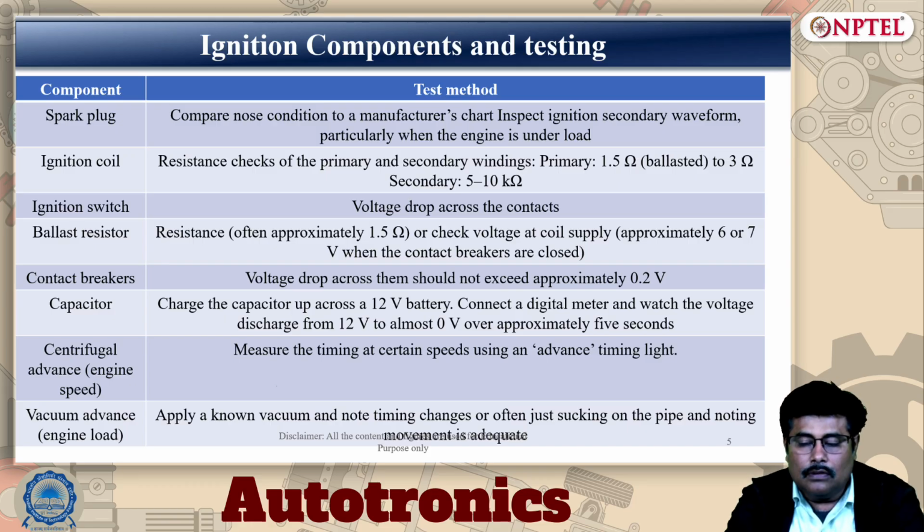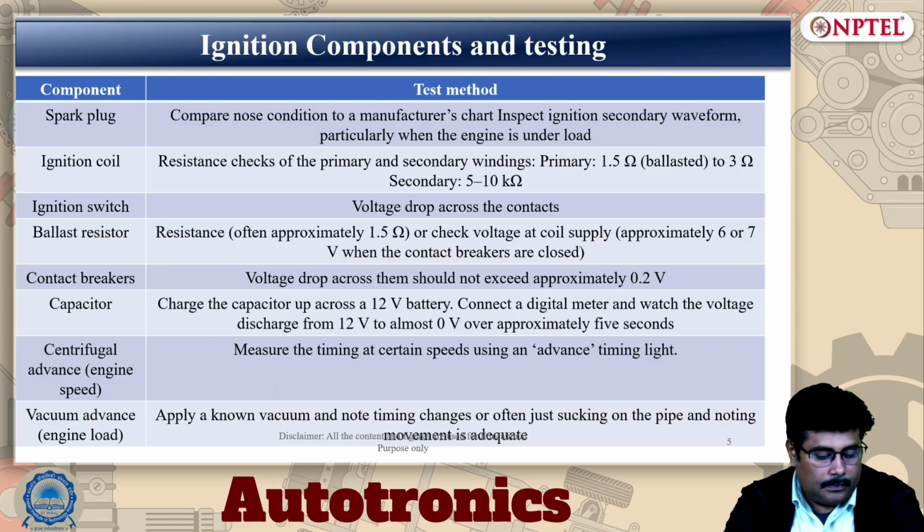Check the voltage at the coil supply, which is approximately 6 to 7 volt when the contact breakers are closed. Then we have the contact breakers, where the voltage drop across them should not exceed approximately 0.2 volts. Then we have a capacitor, where you charge the capacitor up to the 12 volt battery, connect a digital meter and watch the voltage discharge from 12 volt to almost 0 volt over approximately 5 seconds.